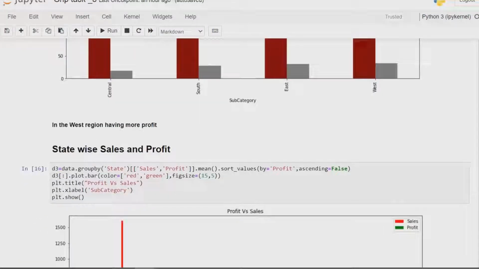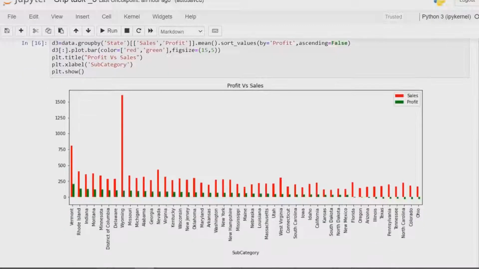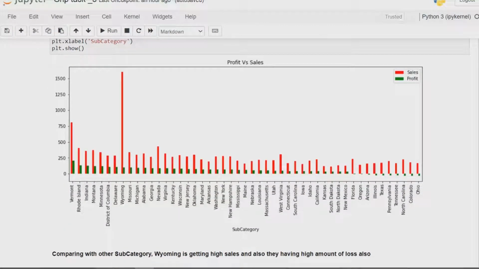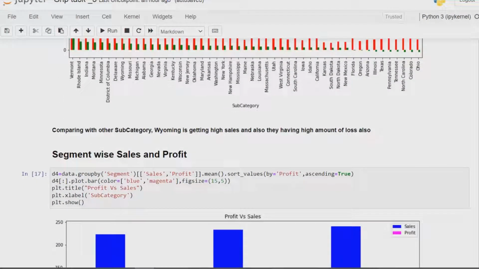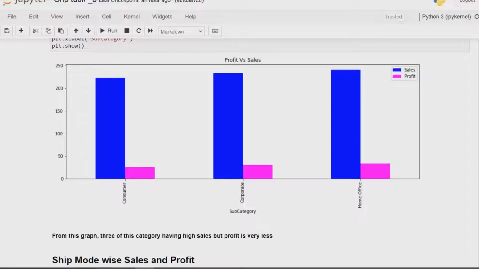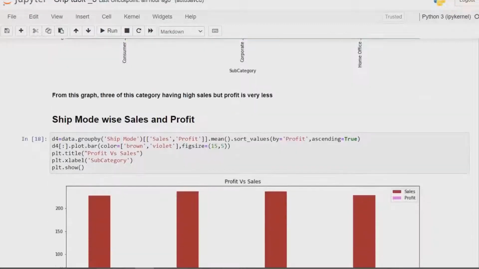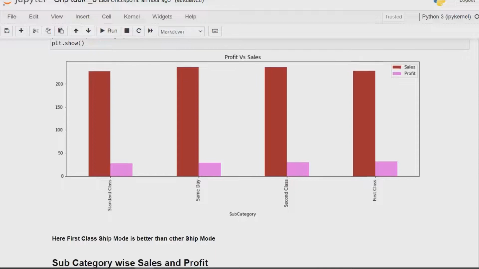State-wise sales and profit: comparing with other states, we can understand that Wyoming is getting high sales and also has a high amount of loss. Then segment-wise sales and profit. From this graph, three of the segments have high sales but very little profit. Then ship mode-wise sales and profit. From this graph, the first class ship mode is better than the other ship modes.